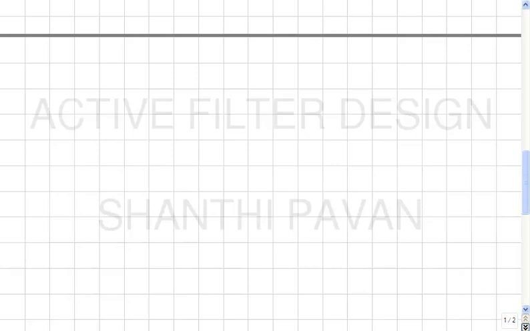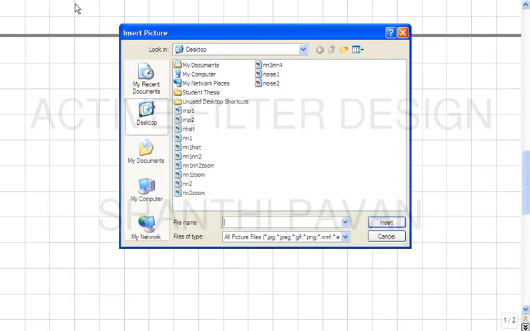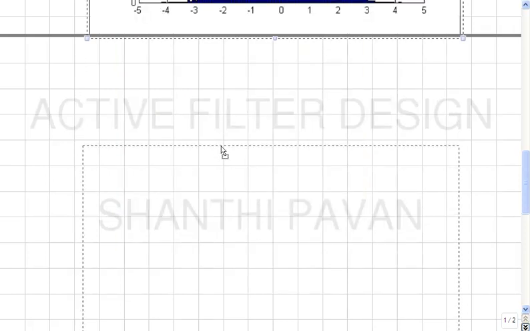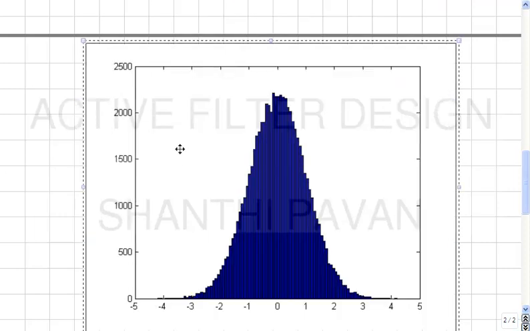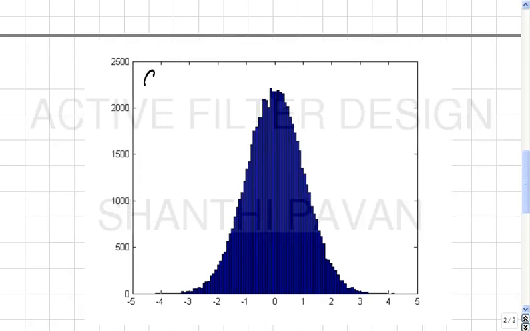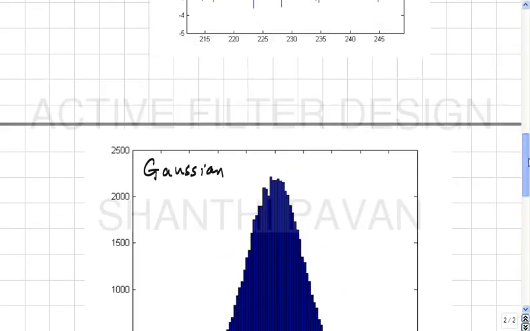Okay, as you can see. Please note that the distribution has got nothing to do with the way the spectrum looks or the way the power spectral density looks. You understand? Yes. Any problem, Dinesh? All right. So this kind of noise is called white Gaussian noise.